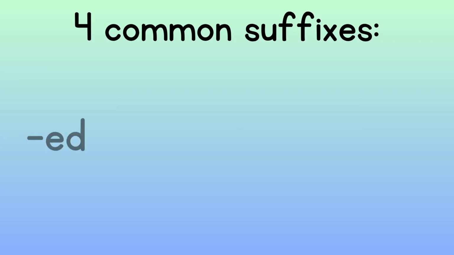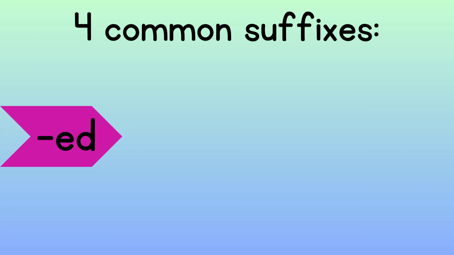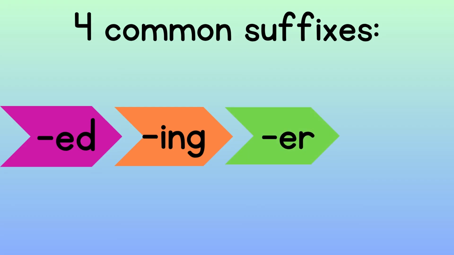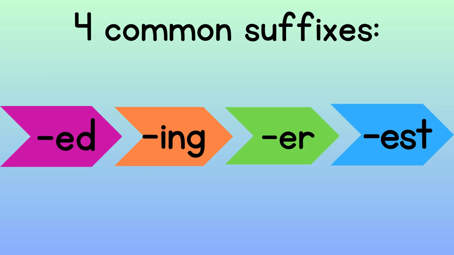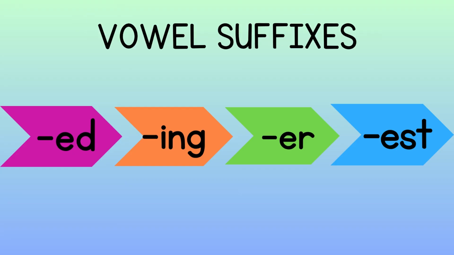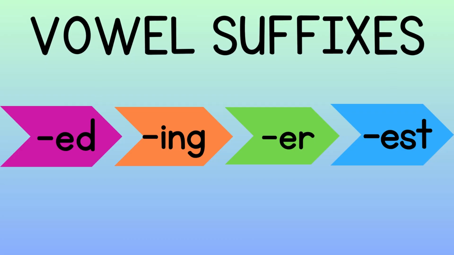Let's look at 4 common suffixes and how we have to remember some things when we add them to words. ed, which says id, d, and t. ing. er, est. Something I want you to notice about all these suffixes that we're focusing on is that they are vowel suffixes, which means they begin with a vowel.